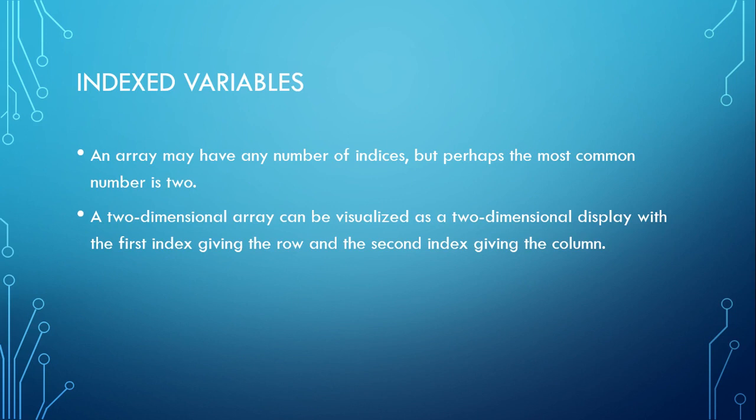Now, a two-dimensional array can be visualized as a two-dimensional display with the first index giving the row and the second index giving the column. So it's a good way to think about how an array is set up visually. For those of you that might remember matrices from Algebra 2 or even Algebra 1, you can think of a single-dimensional array as a 1 by whatever matrix. It has one row with multiple columns, whereas a two-dimensional array is row by column. So it's obviously going to have two dimensions there. So not just length, but length and width, or in this case, column and row.